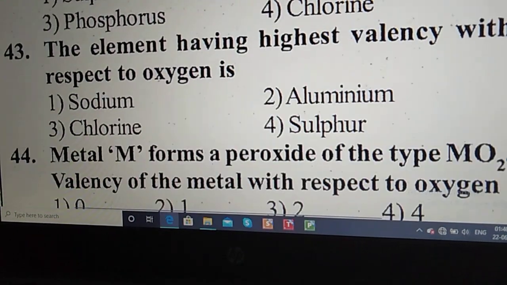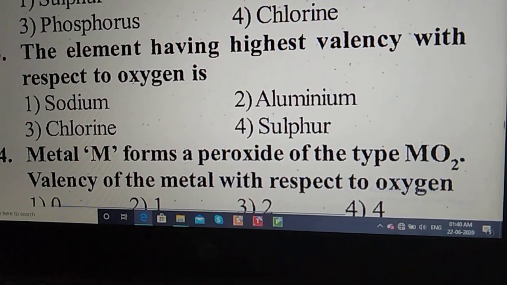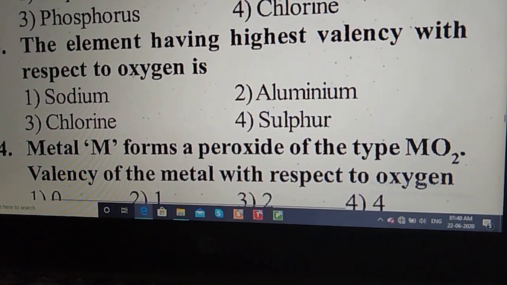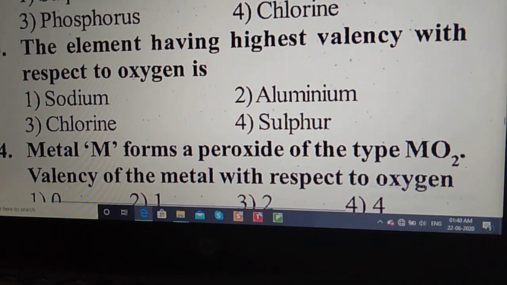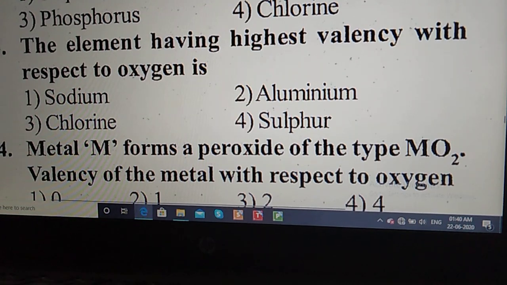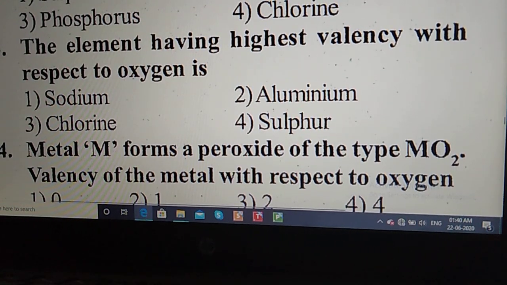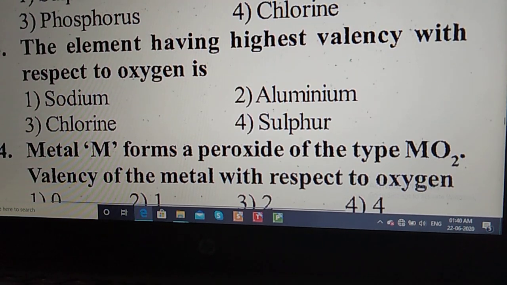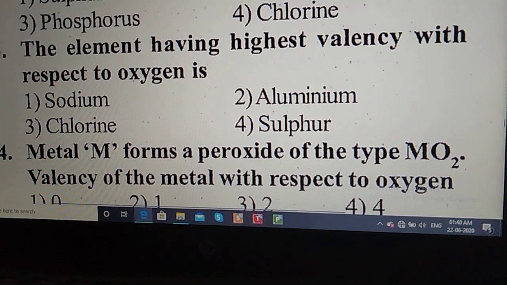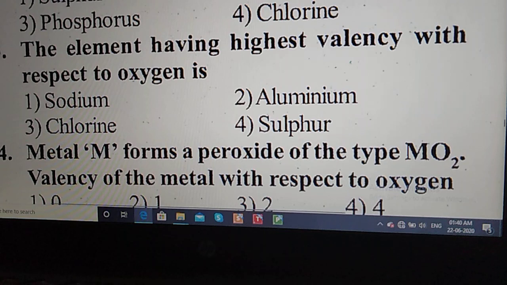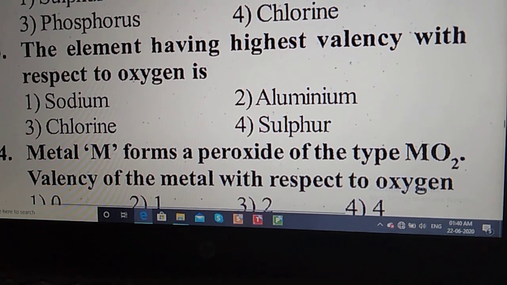What is question number 43? They are asking: the element having the highest valency with respect to oxygen is. So now, students, they are asking for the highest valency, and they have given Na, then aluminum, then chlorine, and the last one is sulfur. So in case of 43, we have to check what kind of compound is formed with all these elements. If you know the type of compound, then only we can answer.